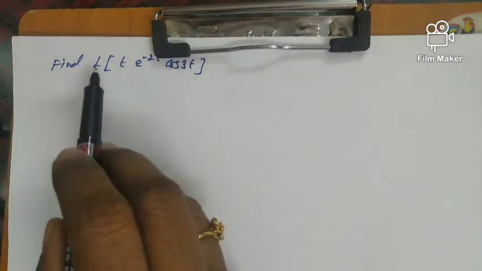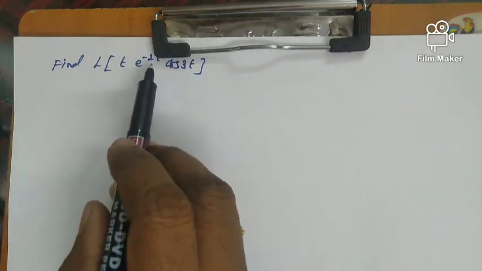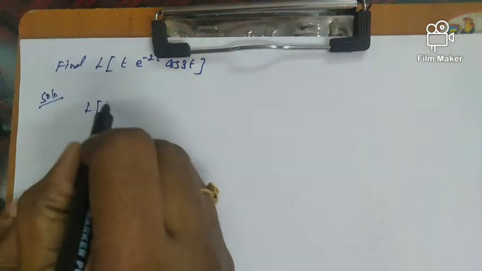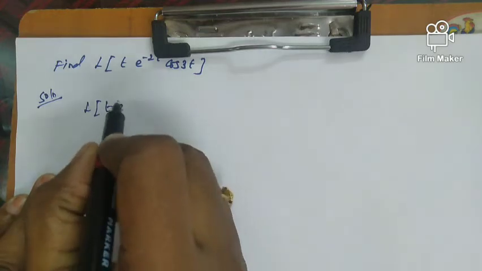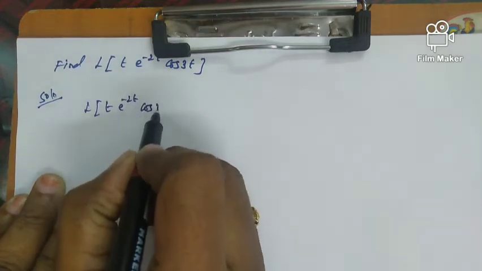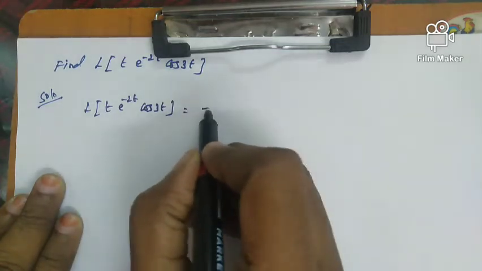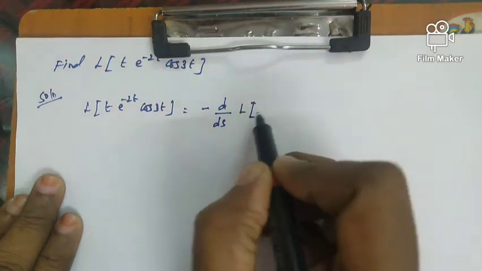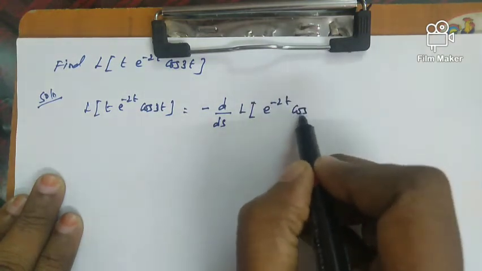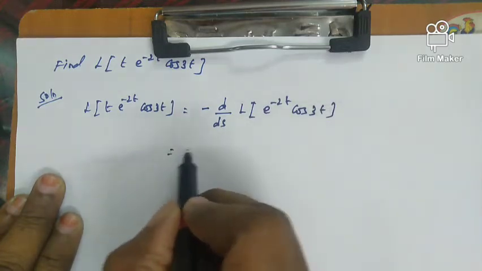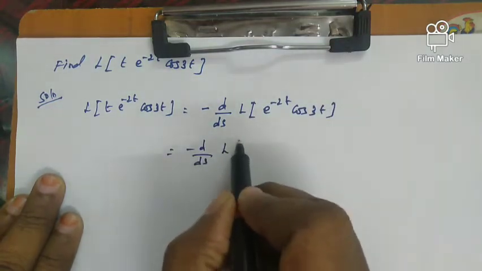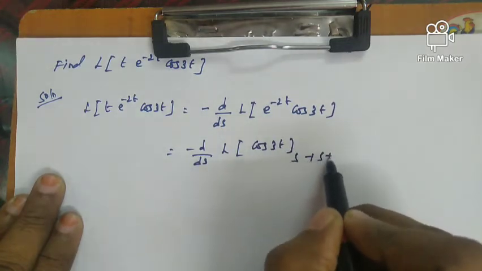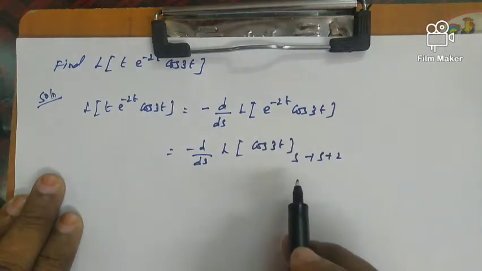Look at the next question. Find L of t into e power minus 2t cos 3t. So the solution, L of t e power minus 2t cos 3t. So t means minus d by ds of L of e power minus 2t cos 3t. Again minus d by ds of L of cos 3t, where s goes to s plus 2, we are applying the first shifting result.